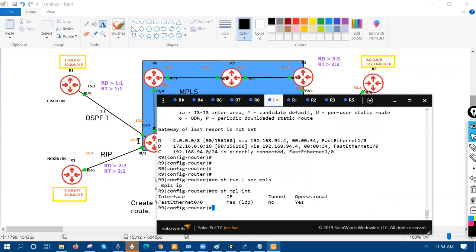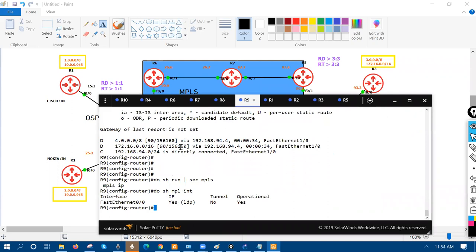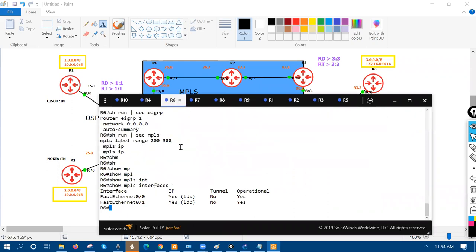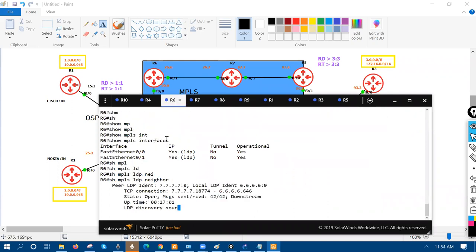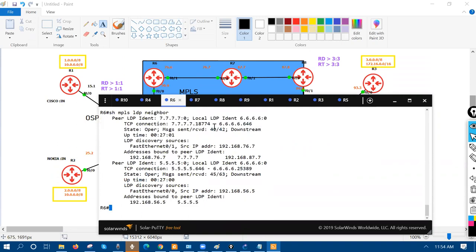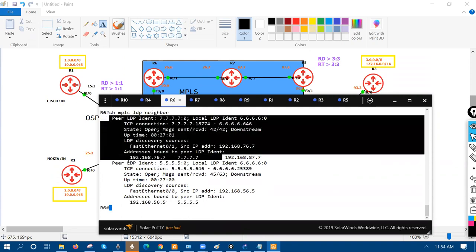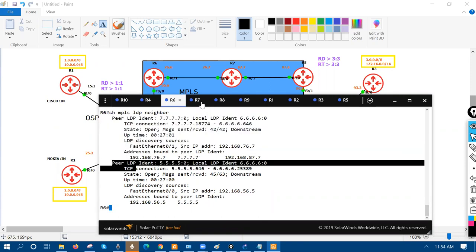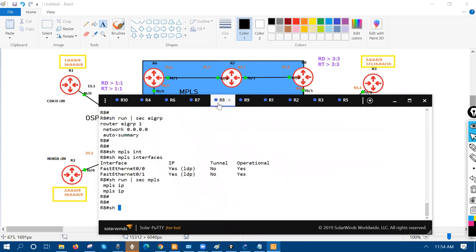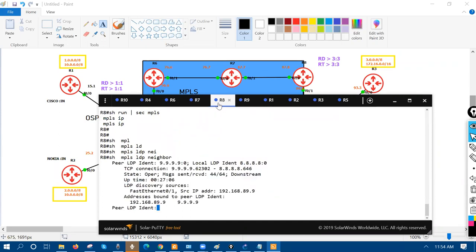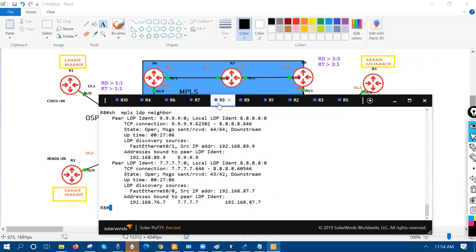So if you just verify on R6, on R6 we have two interfaces enabled, right? So MPLS LDP enabled. One toward R7 and one toward R5. Same thing if you go to verify on R8, R8 will have two interfaces enabled. So MPLS LDP enabled. One is toward R7 and one is toward R9. Is that clear?